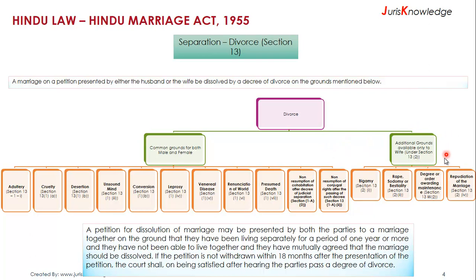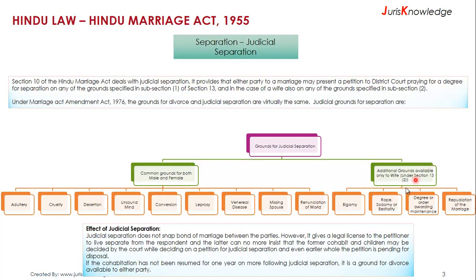Again, there are some specific additional grounds that are available only to the wife under Section 13(2). The first one is bigamy, the other one is rape, sodomy, or bestiality. The third is a decree or order awarding maintenance, and the last one is repudiation of the marriage. These are the same as what were available in the case of judicial separation as well.